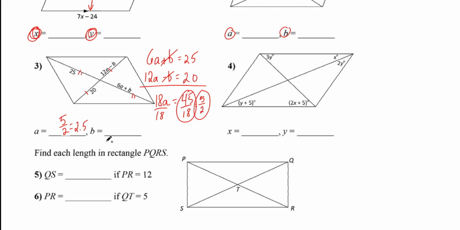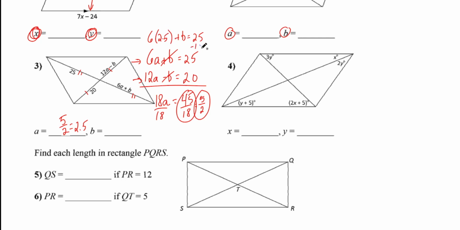Well, you know what A is, right? So you're going to take either one of these equations. It doesn't matter if you take this one or that one. It does not matter. Which one do you think might be the nicest one to pick? Yeah, I probably would pick the top one too. So you go 6 times A, which is 2.5. What's that? Plus B equals 25. So what's that? Well, 2 times 6 is 12, right? Half of 6 is 3. 12 and 3 is 15.